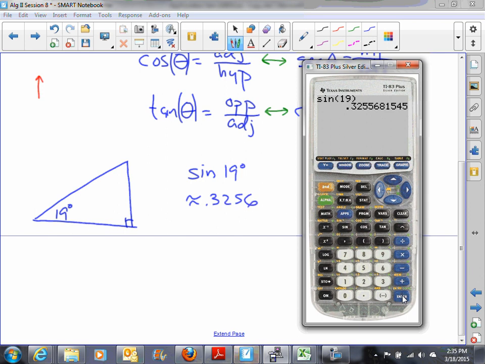Okay, now what that means is the ratio of the opposite side to the hypotenuse in this right triangle is 0.3256. Well, now here's a question for you. Think about this for a minute. What if the triangle were actually a different size? Let's let it still be a right triangle with a 19-degree angle, but then we've got different lengths for our sides. Isn't this going to change?